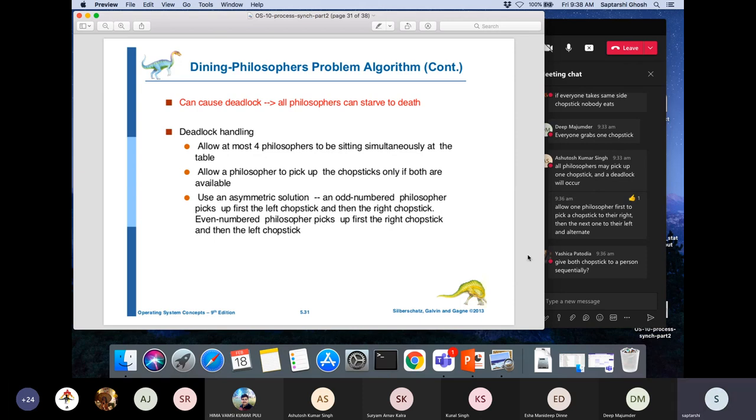So that is the dining philosophers problem. Again, it has several practical applications. You might look up the book or the net. When explaining, we talk about dining philosophers, but many practical situations can be mapped to this problem. Essentially, whenever you talk about shared resources, these kinds of problems can happen.